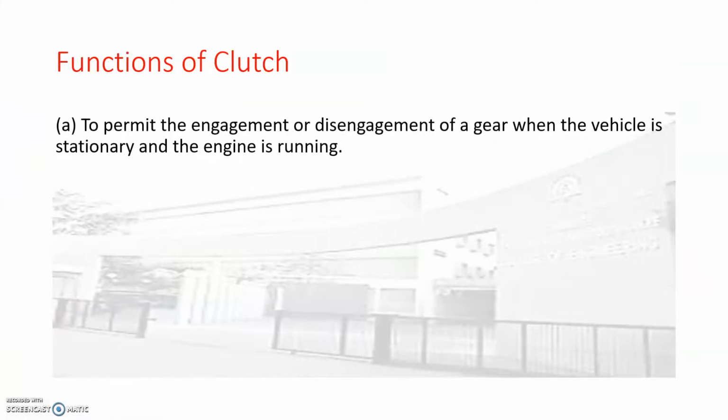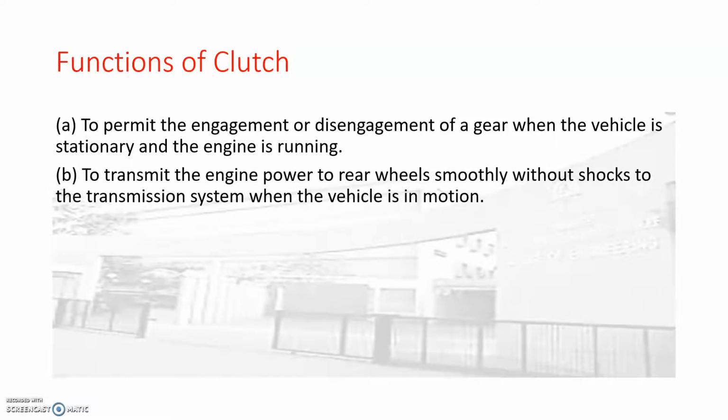So let's see the different functions of the clutch. As we have already seen, the clutch is used for engagement and disengagement of two shafts without stopping the working of the engine. Even though the two shafts are disengaged, the engine is still going to run. That is the first function of the clutch. Second, it is used to transmit the power from the engine to the rear wheels without any shocks, when the vehicle is in motion.